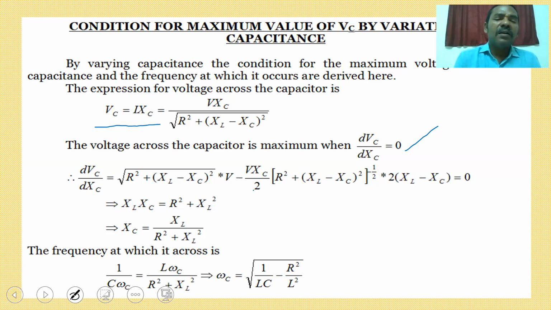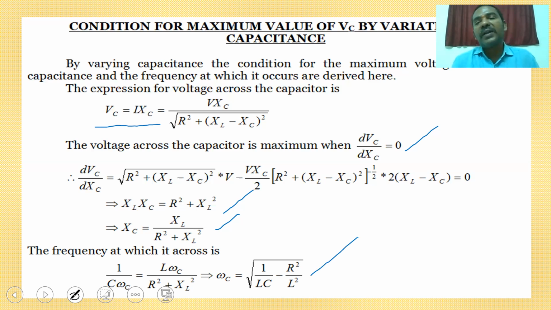Then XL upon XC is equal to R square plus XL square, or XC is equal to XL divided by R square plus XL square. So now we are writing with respect to the capacitive frequency. So XC can be represented as 1 by C omega C is equal to L into omega C divided by R square plus (L omega C) square. So finally omega C square is equal to 1 by LC minus R square by L square.